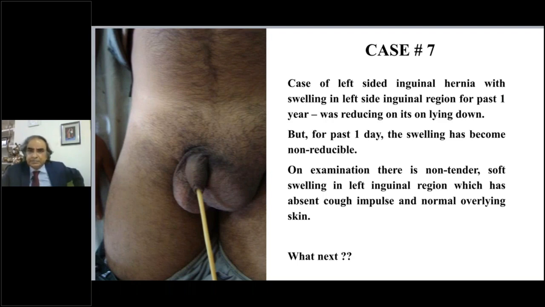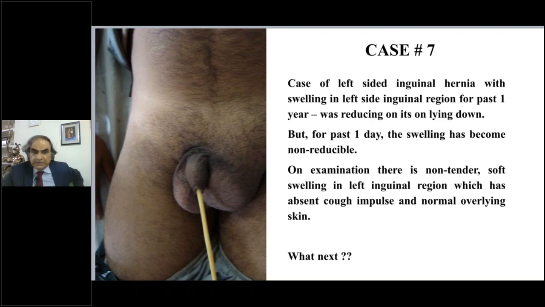So then I'd... Tell me the management now. We've got it all on the board. It's an irreducible left-sided inguinal hernia with the patient having no features of strangulation, as you rightly said, and as of now, no features of obstruction. How should we proceed? So we can try a taxis for once, and okay. Then we can... Yeah. Carry on, you finish the board.